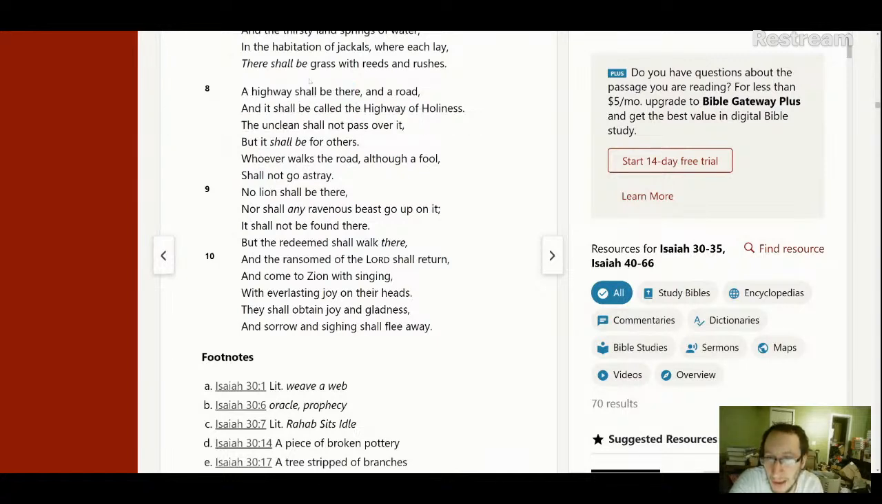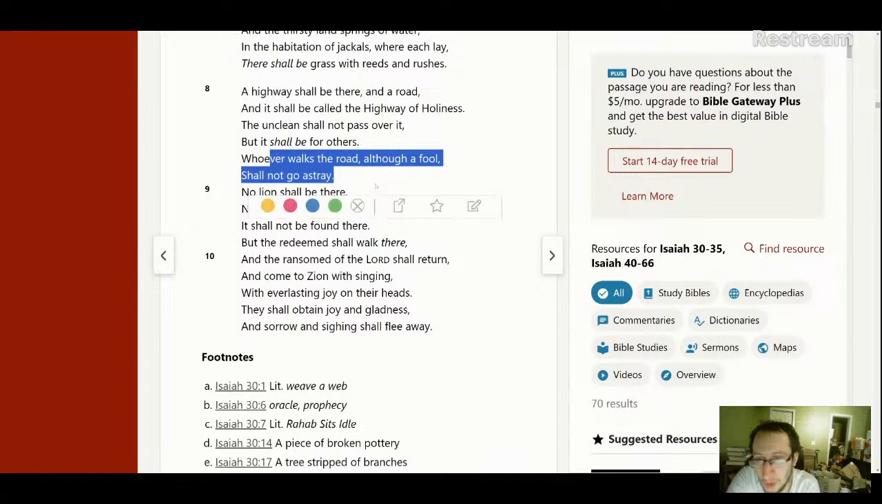But a highway shall be there and a road. It shall be called the highway of holiness. The unclean shall not pass over it. And it shall be for others. Whoever walks the road, although a fool, shall not go astray.